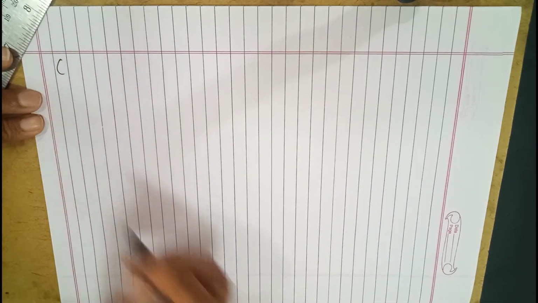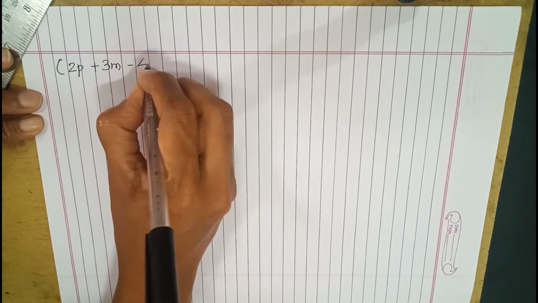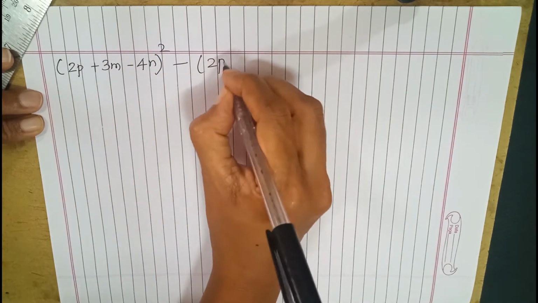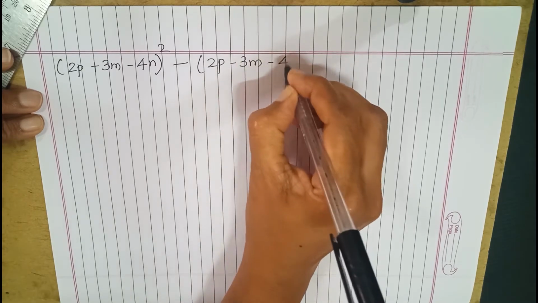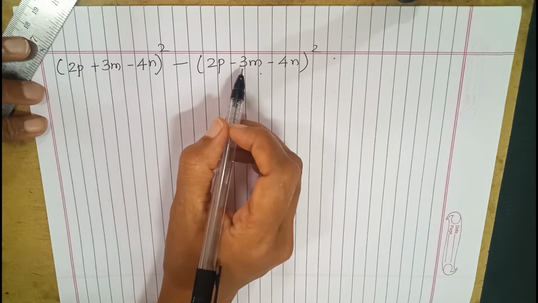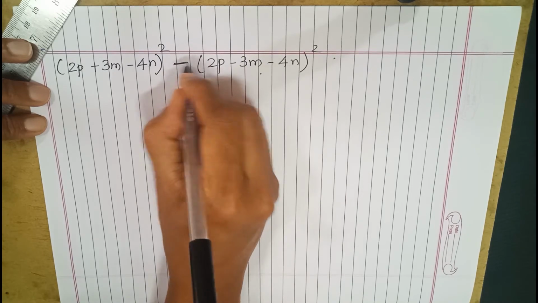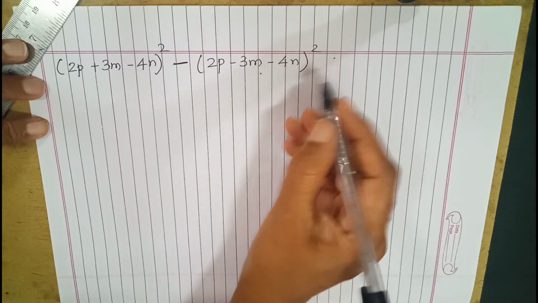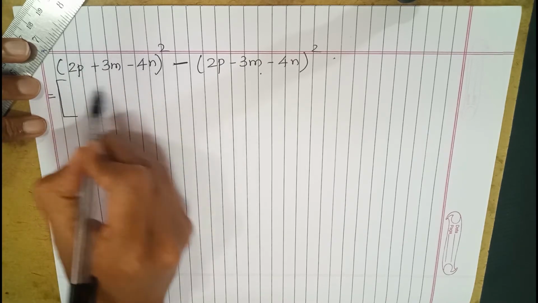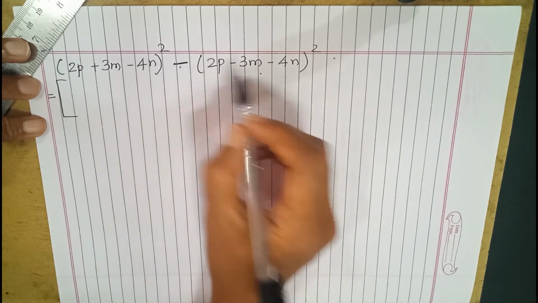So let us say I have a question 2p plus 3m minus 4n the whole square minus 2p minus 3m minus 4n the whole square. So now you can see here both these questions are again a plus b plus c the whole square form, where I should be taking the numbers along with the sign. So let us start. We will do it together. I am opening the first big bracket for this first one, and after I get all the terms I will close it and then put a minus sign for the second bracket.